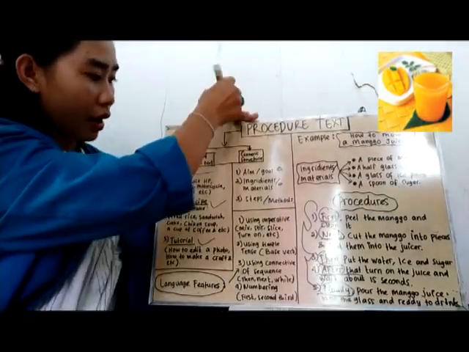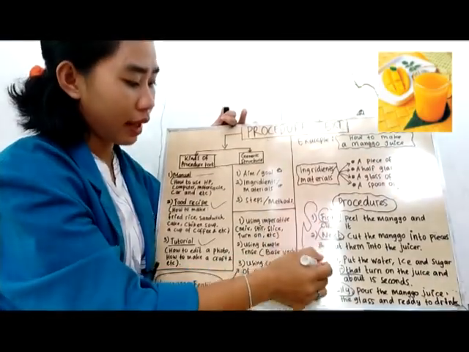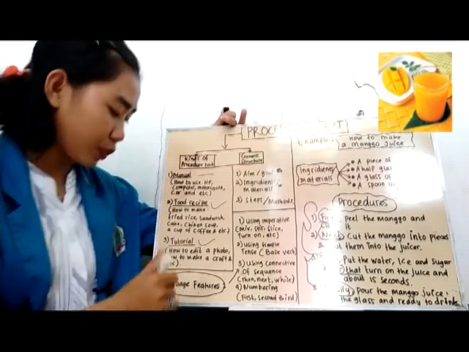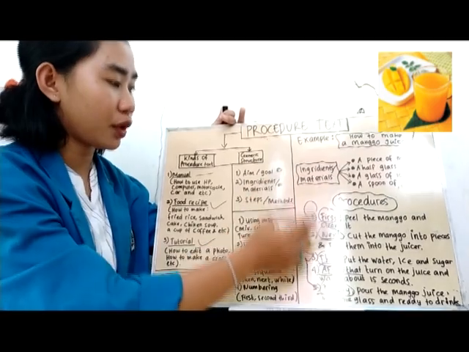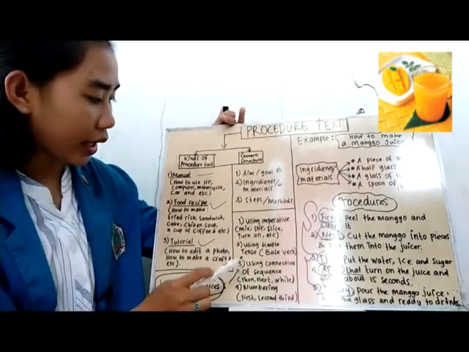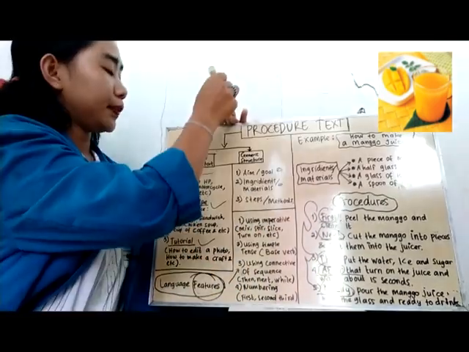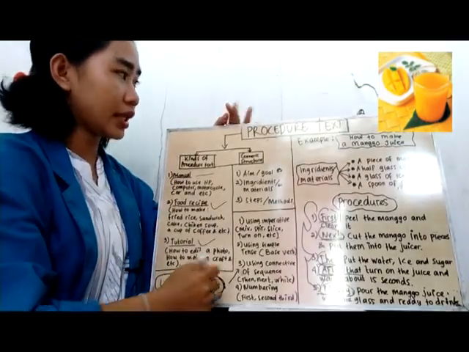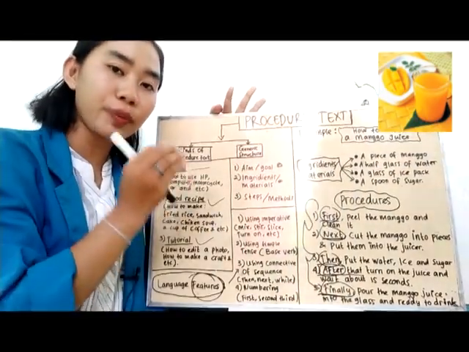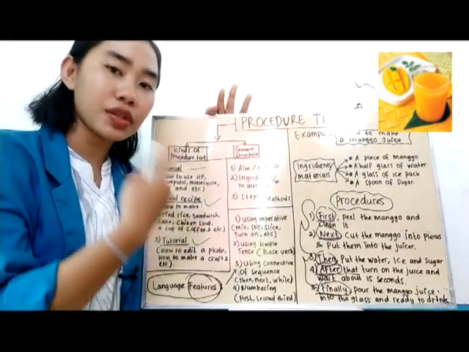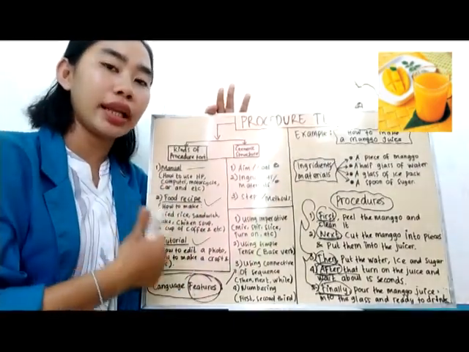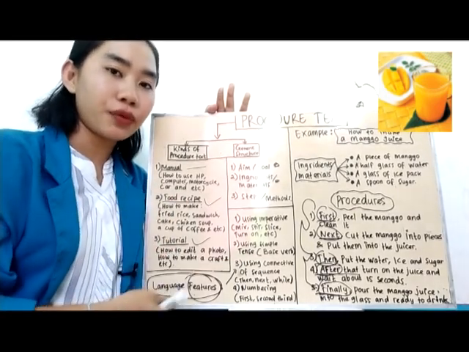And then why do we use first, next, then, after, finally? I have told you before, they are the language features in our procedure. That's why we need the language features in procedure text, so that our product is a success and gives good results.